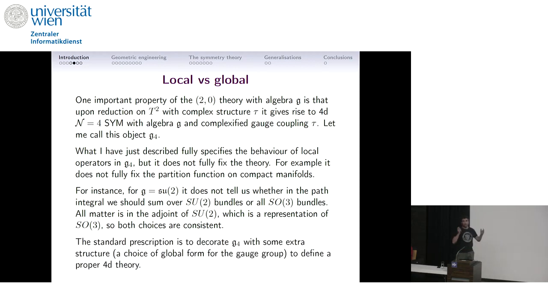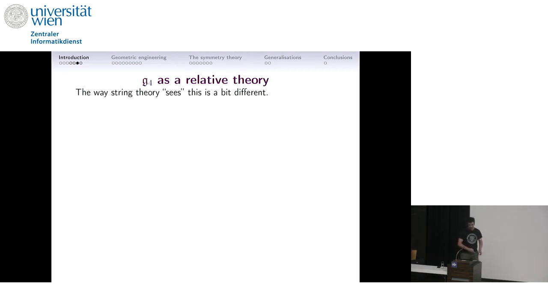Okay, so this is well known. This is very old. The standard thing that you'll do at this point is say, yeah, okay, I don't know this information, so you have to tell me some extra choice, the global form of the gauge group. And in this way, you define a proper 4-dimensional theory. So I want to do something slightly different. And I want to do this because this is really the way that string theory thinks about these sorts of singularities.